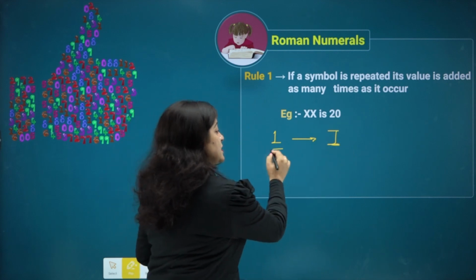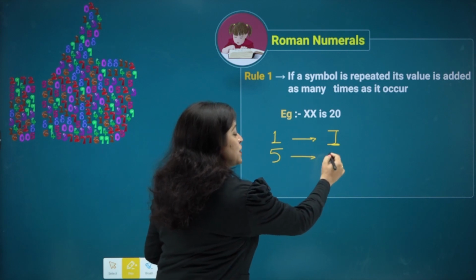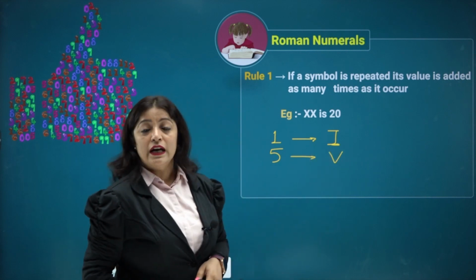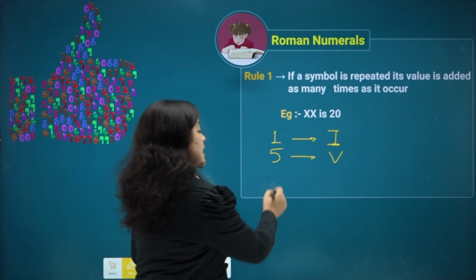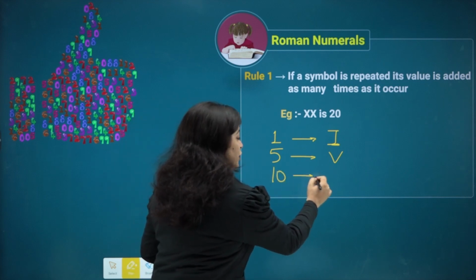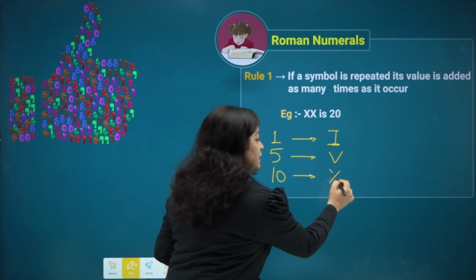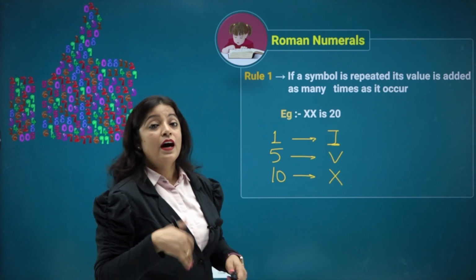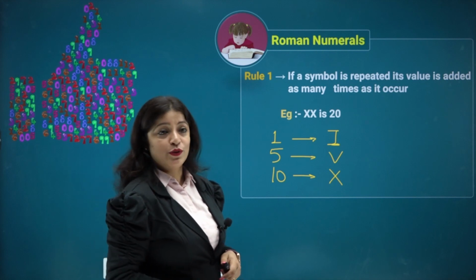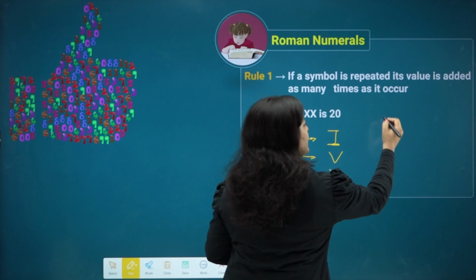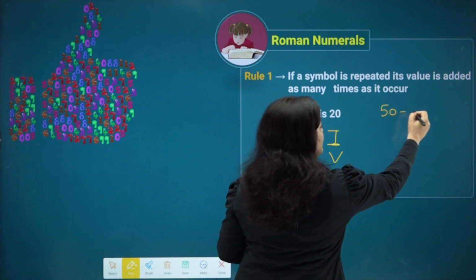Similarly, the next Roman numeral that we use is for the number 5, that is V. Next in the sequence for the number 10, we use the letter X. After X, what is the next number that we use? It is 50. And for 50, we use L.